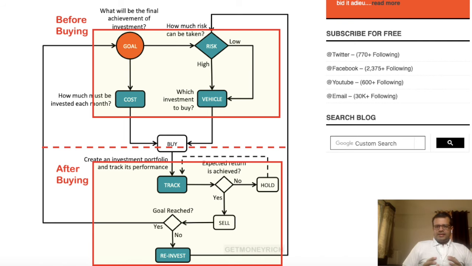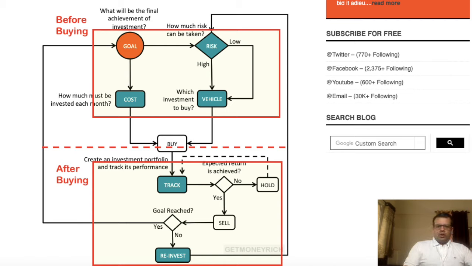So let's get a more detailed view of the investment process. To get a better understanding of the investment process cycle, let's divide the whole flow into 2 parts. One part is all the steps that we have to do before we buy an investment, and then the steps that we have to take care of after we have bought the investment.